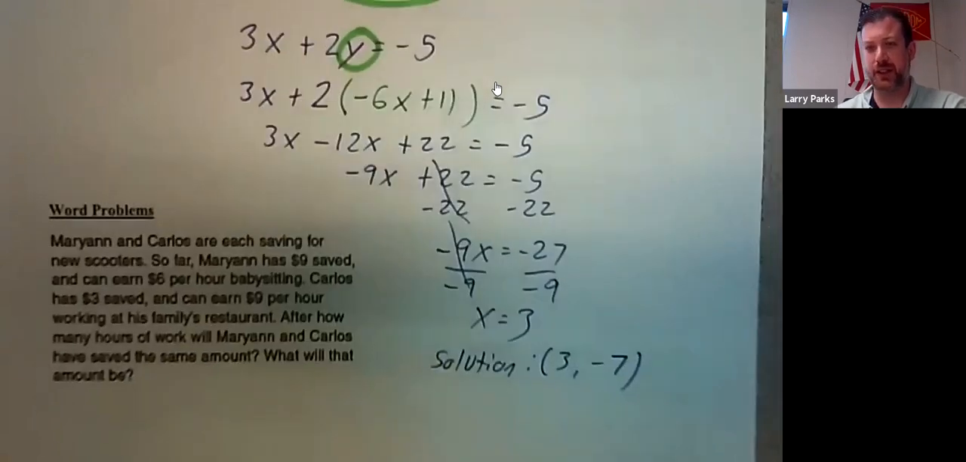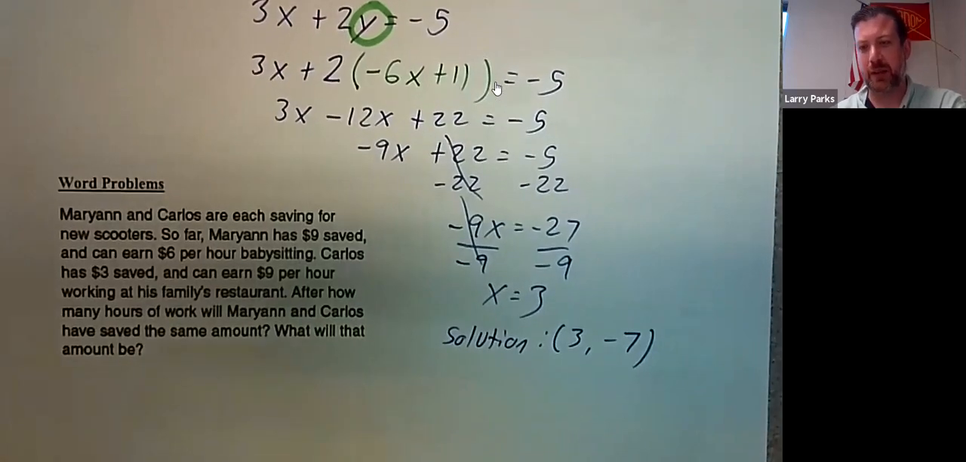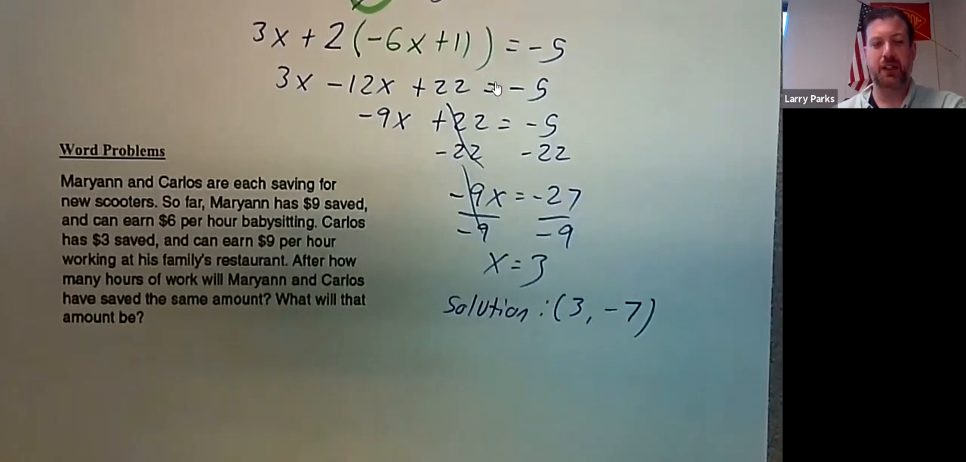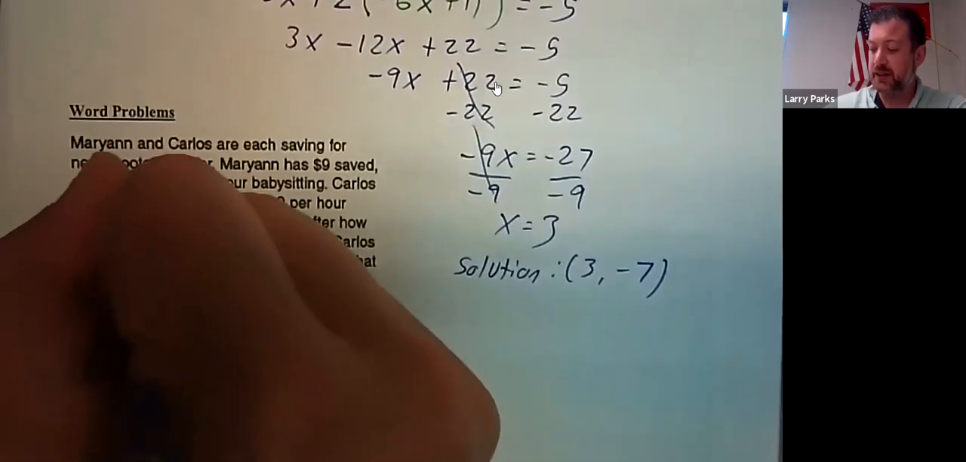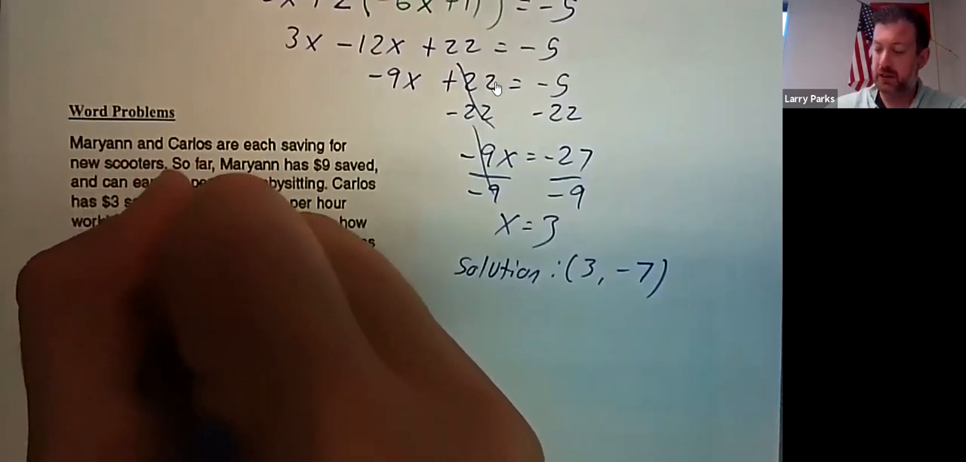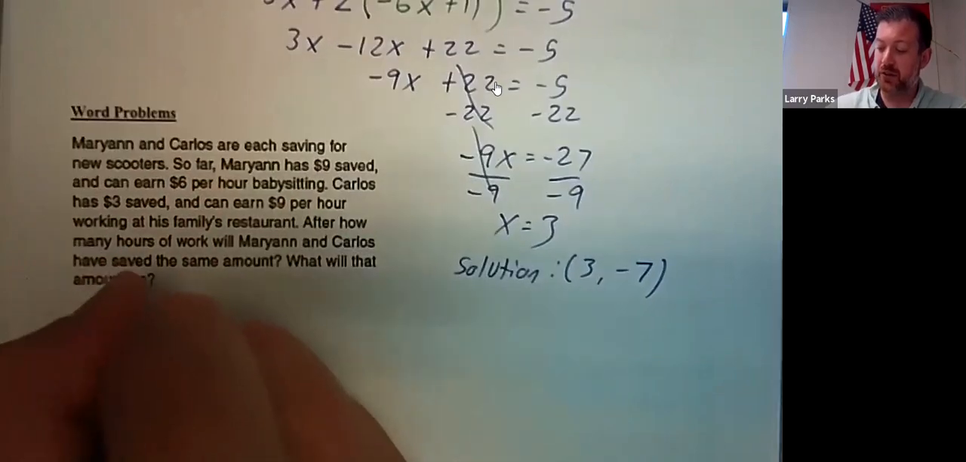Now, when would you use this in the real world? And we're going to have one day where we just do word problems. So we'll set this problem up, but we're not going to solve it. So Marianne and Carlos are saving for new scooters. So far, we have these two guys. Well, I guess it's a girl and a guy. We have Marianne. And we have Carlos.